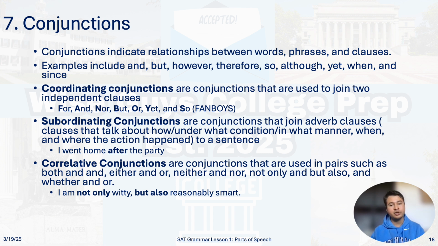Now, correlative conjunctions are conjunctions that are used in pairs, such as both and, either or, neither nor, not only but also, and whether or. I am not only witty, but also reasonably smart is a sentence that contains a correlative conjunction, okay?